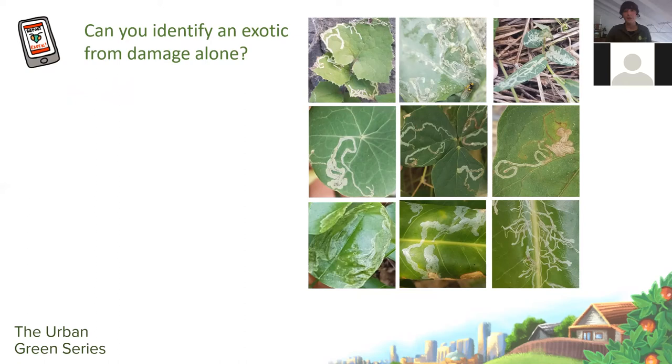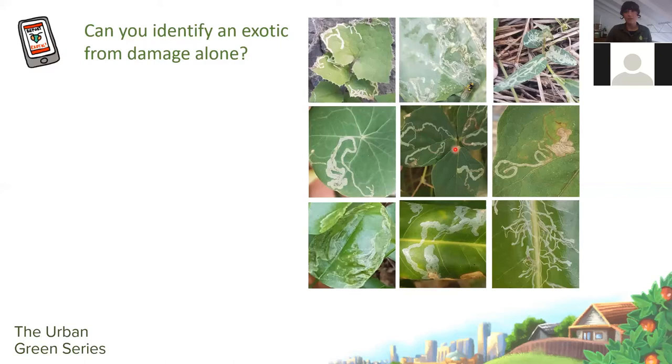This is all leaf mining damage, and you might see a lot of this in your garden. This is a cabbage leaf miner, really common in nasturtiums and brassicas. This leaf miner is very common in sow thistles around the city. But if the leaf miner that caused this picture ever popped up outside of quarantine zones in Australia, that would be a big worry, because this is an exotic leaf miner fly called the vegetable leaf miner fly that right now is only restricted to the very northern tip of Australia in a quarantine zone.